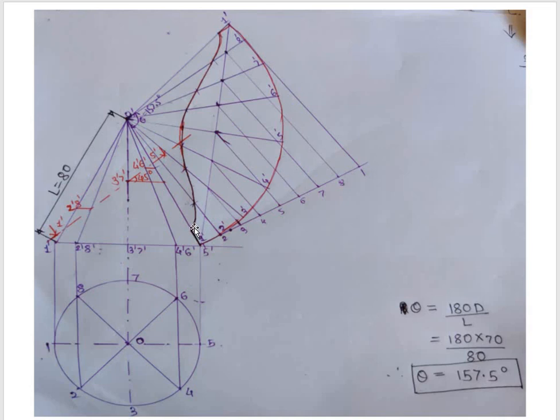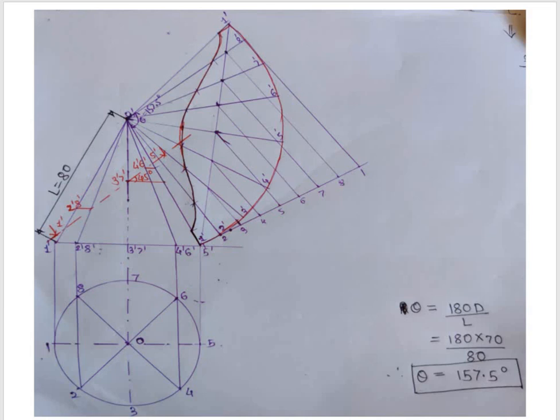doing this procedure you will get the points 1 dash, 2 dash, 3 dash, 4 dash, likewise, and simply you have to join all these points with the help of a smooth curve. In this way you have to complete the procedure for the cone. Whenever they have given a cone and it is cut by the AIP, you have to complete this procedure in this way.